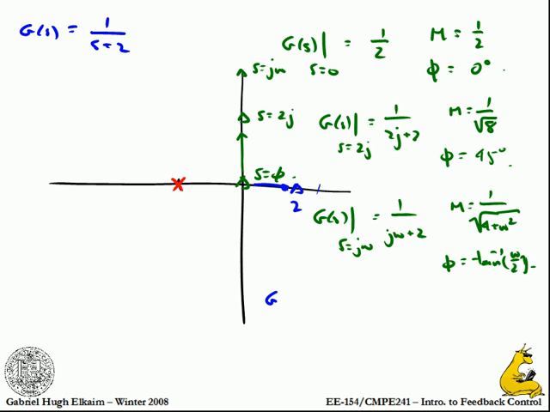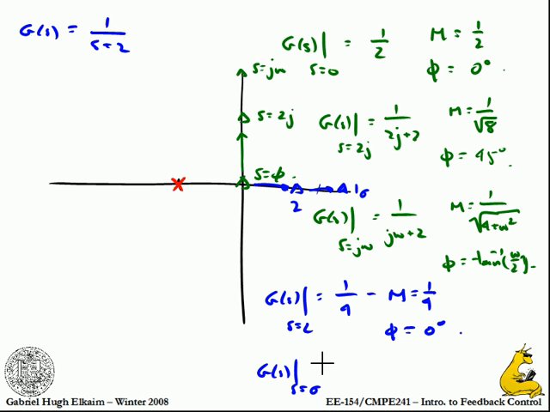Okay? So G of s evaluated at s equals 2 is 1 over 4. So the magnitude is equal to 1/4, and the angle is 0. And if I do some, let's call it sigma, out here, I've got G of s evaluated at s equals sigma is 1 over sigma plus 2, which has a magnitude of 1 over sigma plus 2 and a phase of 0.